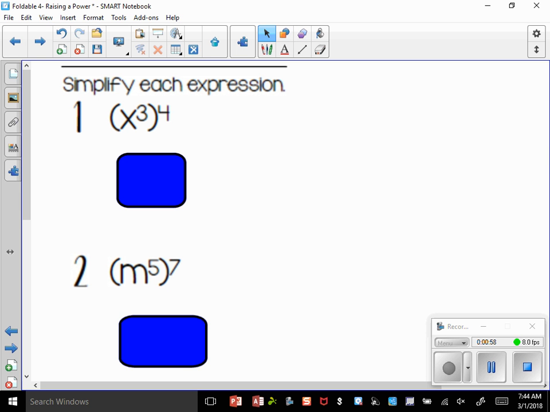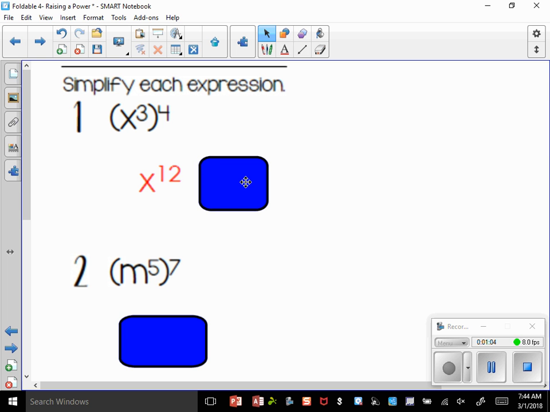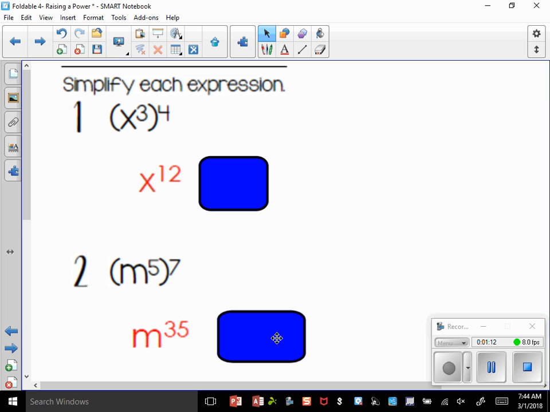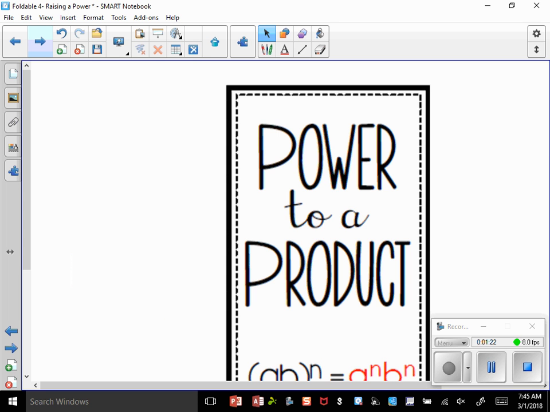So x to the third raised to the fourth, you see a power on the inside and outside. So you basically multiply those powers together. Okay, and 3 times 4 is 12. So x to the 12. Okay. Same thing for number 2. 7 times 5 is 35. Okay, so that's the basic foundation there of just multiplying the inside and outside powers together.